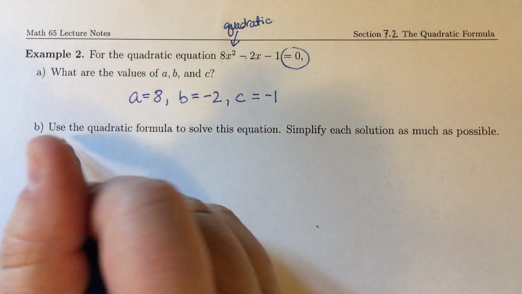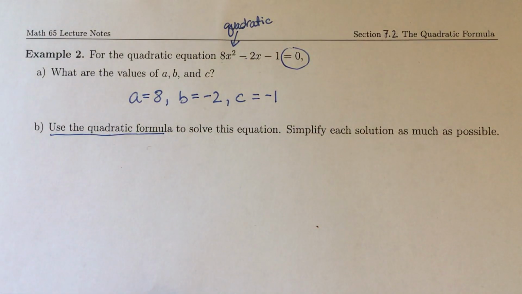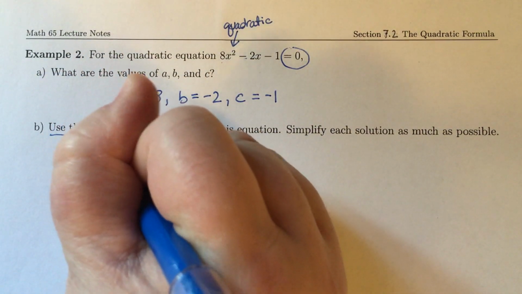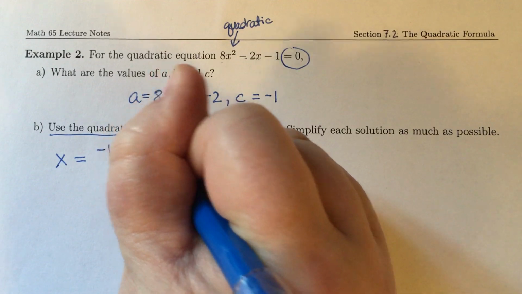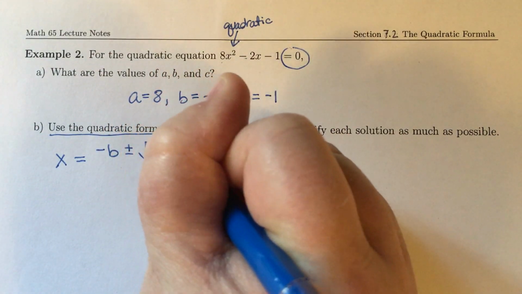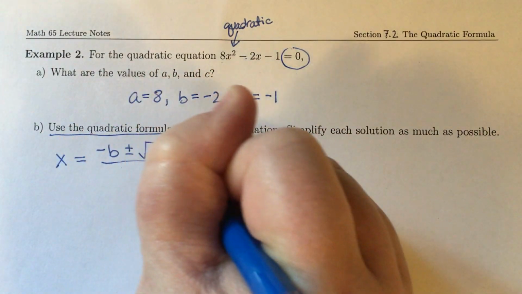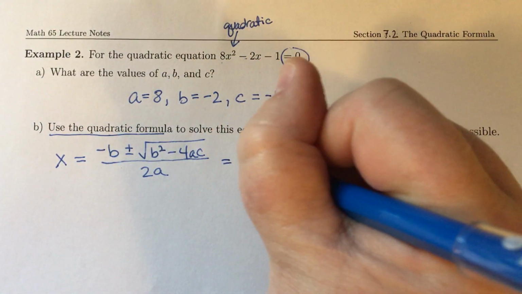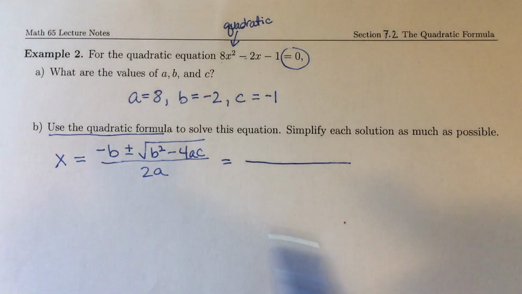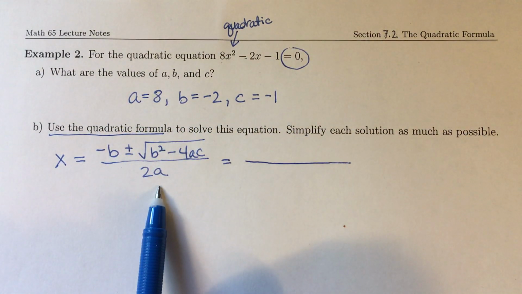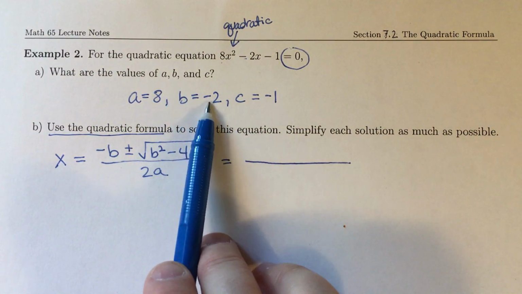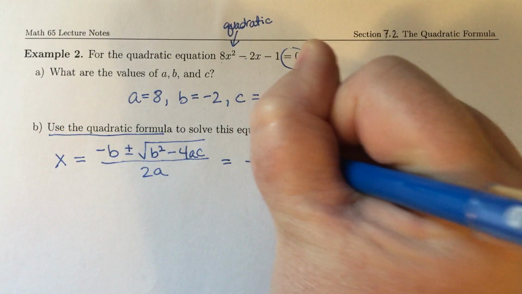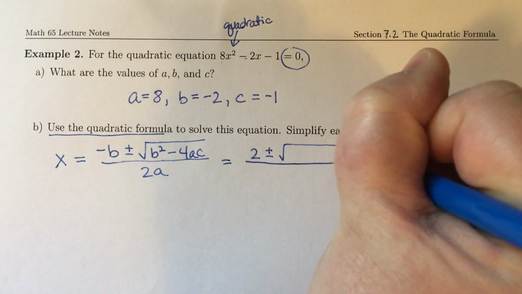Then it says use the quadratic formula. So we need to work on getting that memorized. The quadratic formula is x equals the opposite of b plus or minus the square root of b squared minus 4ac all over 2a. So then we use our a, b, and c in this formula. Since b is negative, the opposite of b is going to be a +2 plus or minus the square root.